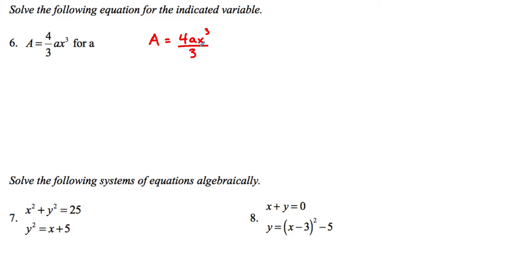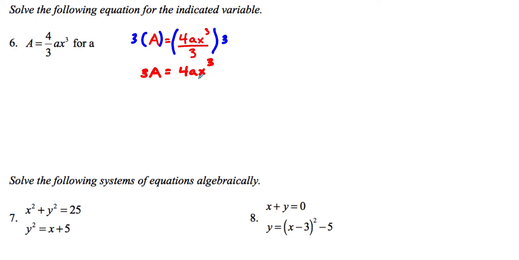First thing we're going to do here, let's get rid of the 3 because we've got things that are being multiplied and things that are being divided. I'm going to multiply each side times a 3. And now we're left with 3 times capital A equals 4 times a times x to the third.